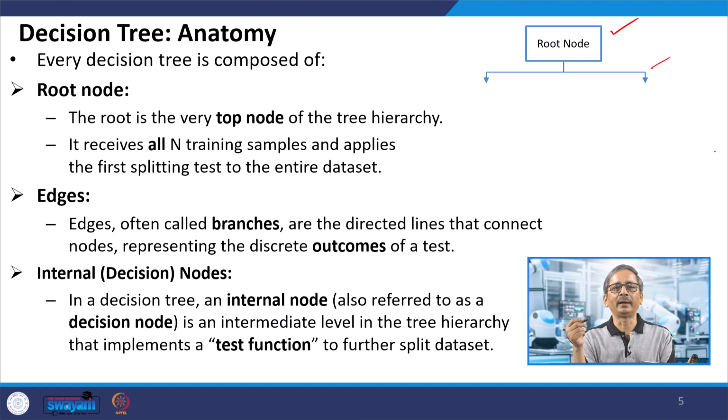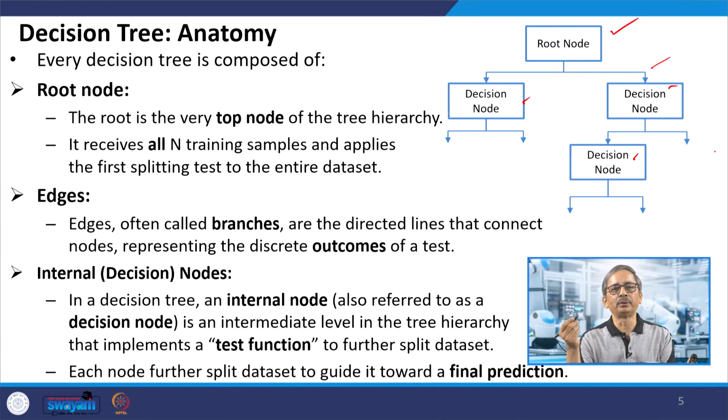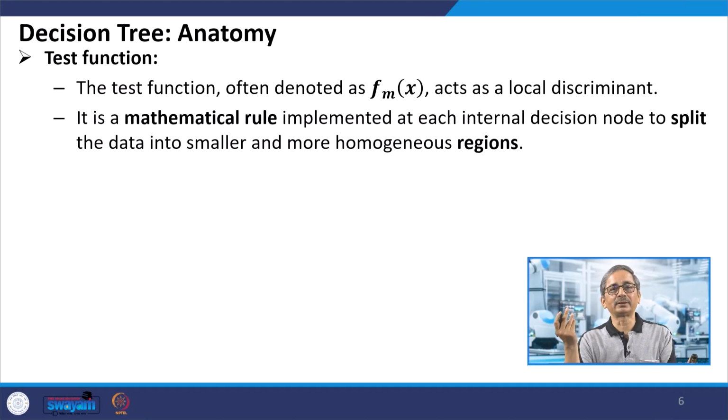And then we have the internal decision nodes like this over here. These are the decision nodes, and in a decision tree an internal node, which we also call a decision node, is an intermediate level in the tree hierarchy that implements a test function in order to further split the data set. So, each node further splits the data set to guide it forward to a final prediction, and these things can go on. So, what could be the test function?